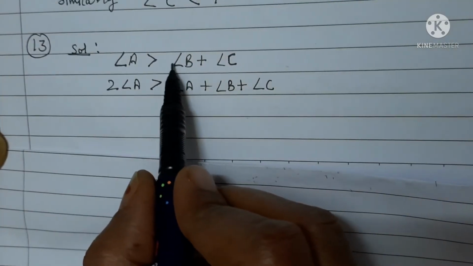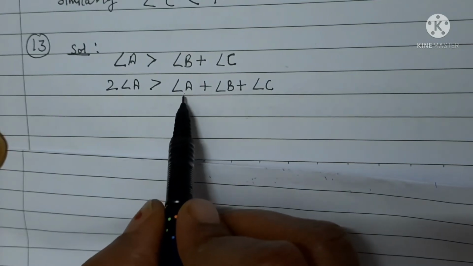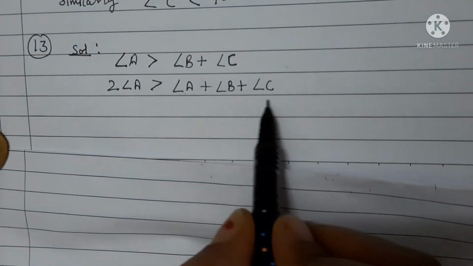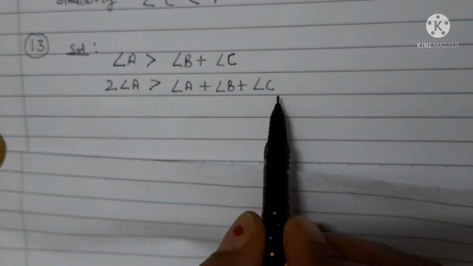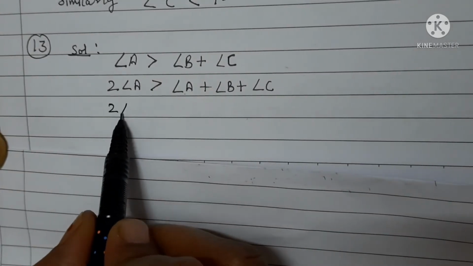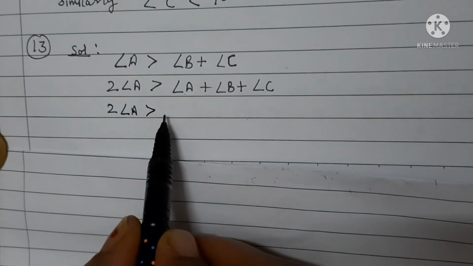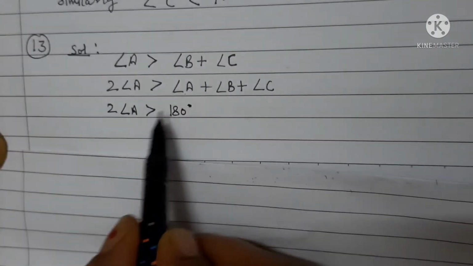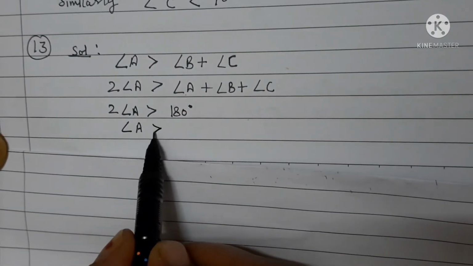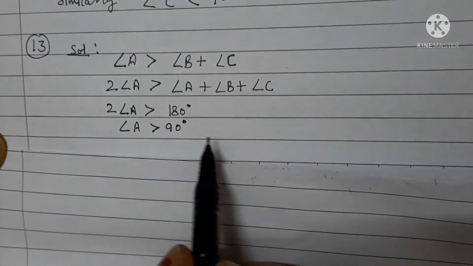Here also we are adding A. Now this becomes 180 degrees. So right here 2 angle A is greater than 180 degrees, or angle A is greater than 90 degrees.